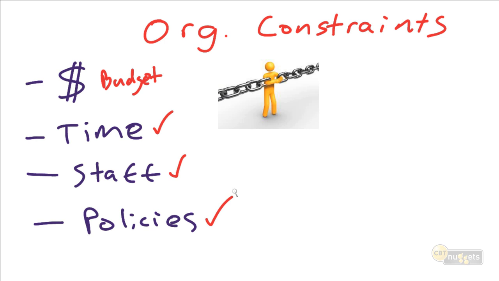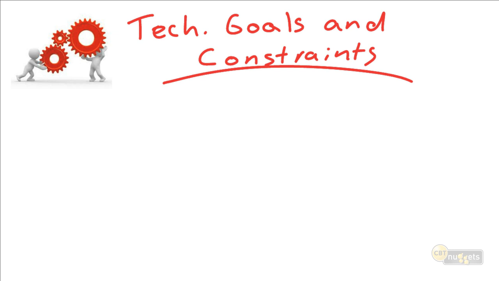So, just as important as documenting all those great organizational goals is documenting those things that will impede the simple achievement of those goals. And that brings us to the final phase of this identifying customer requirements section. And here we talk about the obvious. What are the technical goals of the organization and what are the constraints?